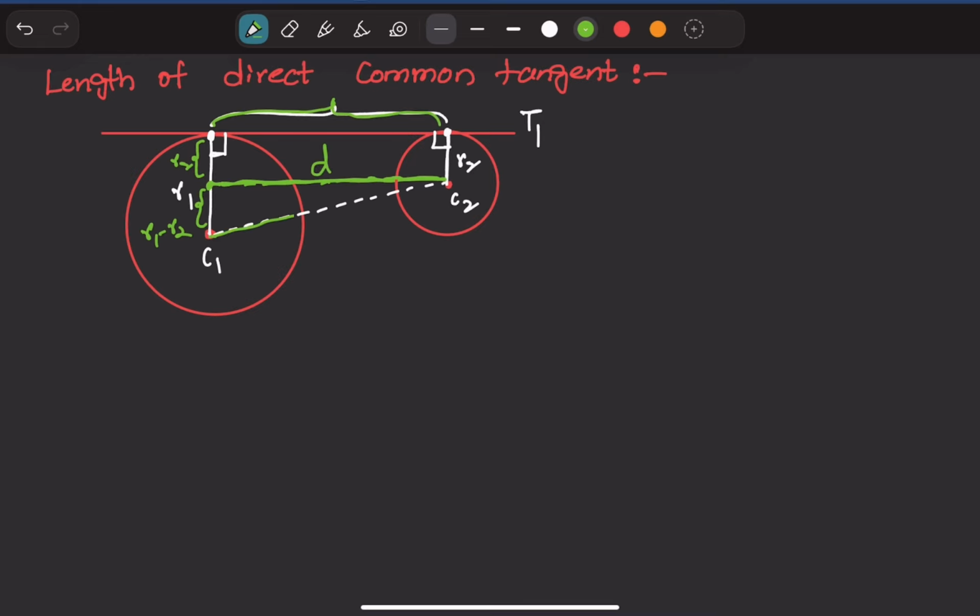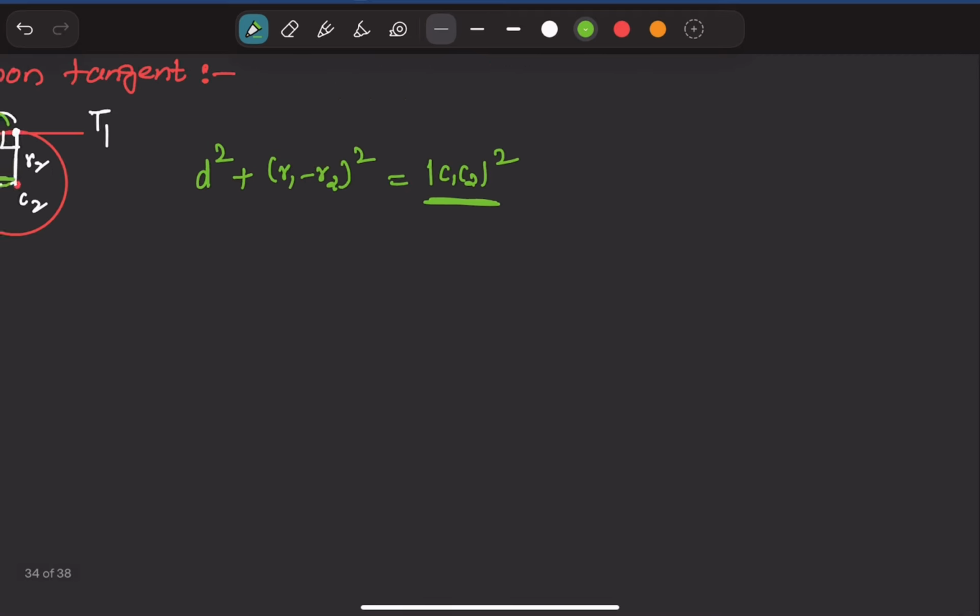And now this is the distance between the centers. If you have two circle equations given, you can easily find this distance. So now let us apply Pythagoras theorem in this triangle. So that will give us D square plus (R1 minus R2) whole square is the distance between the centers whole square. So this you can find out from the equations of the two circles given.